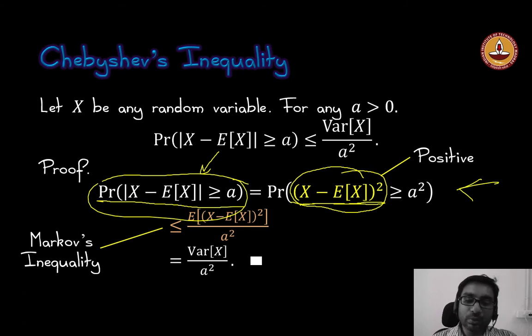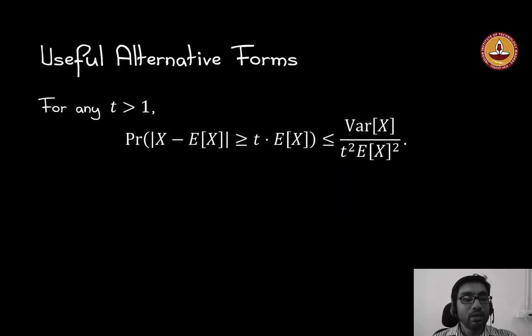And what is the expectation of (X minus E[X]) the whole square? That's nothing but the variance of X. That's just another formula for the variance of X. And so it's going to be variance of X divided by a squared, which is exactly Chebyshev's inequality.